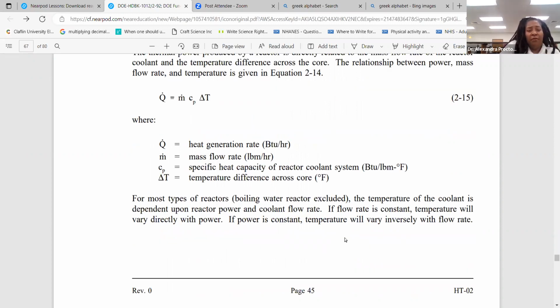So for most types of reactors, boiling water excluded, the temperature of the coolant is dependent upon the reactor power and the coolant flow rate. If the flow rate is constant, the temperature will vary directly with power. If power is constant, the temperature will vary inversely with the flow rate.